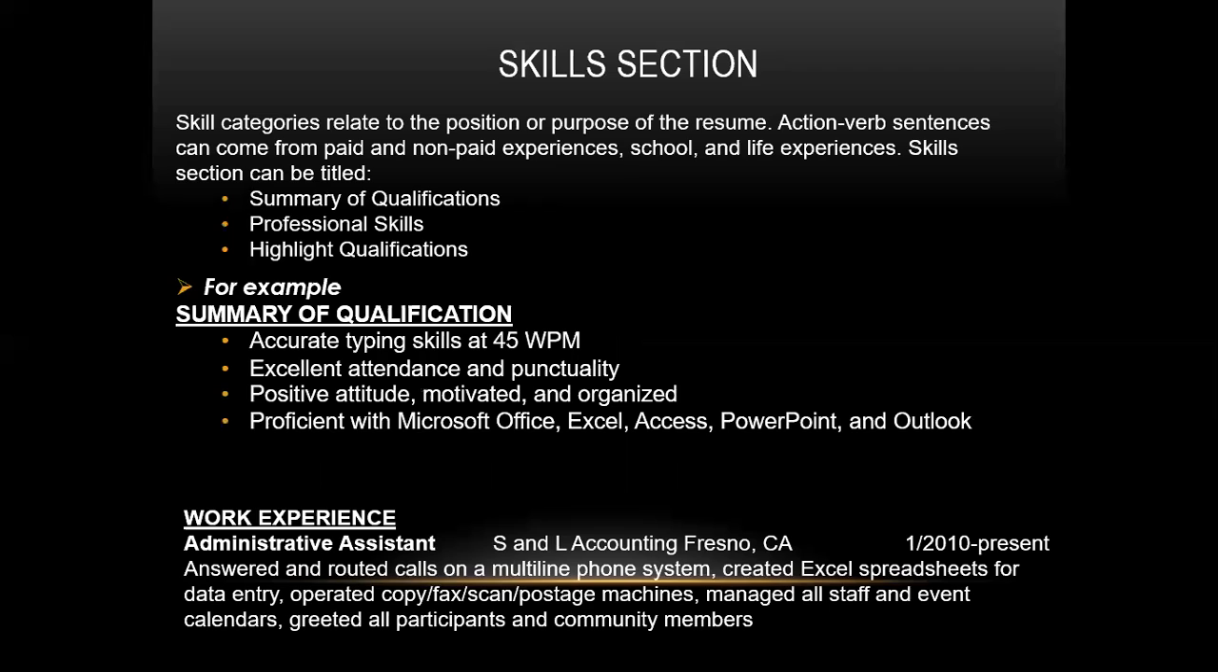Next section, skills section. The skills category, these categories relate to the position or purpose of the resume. So action verb sentences can come from paid and non-paid experiences such as school and life experience. The skills section can be titled different things. You could title this section Summary of Qualifications, Professional Skills, or Highlight Qualifications.